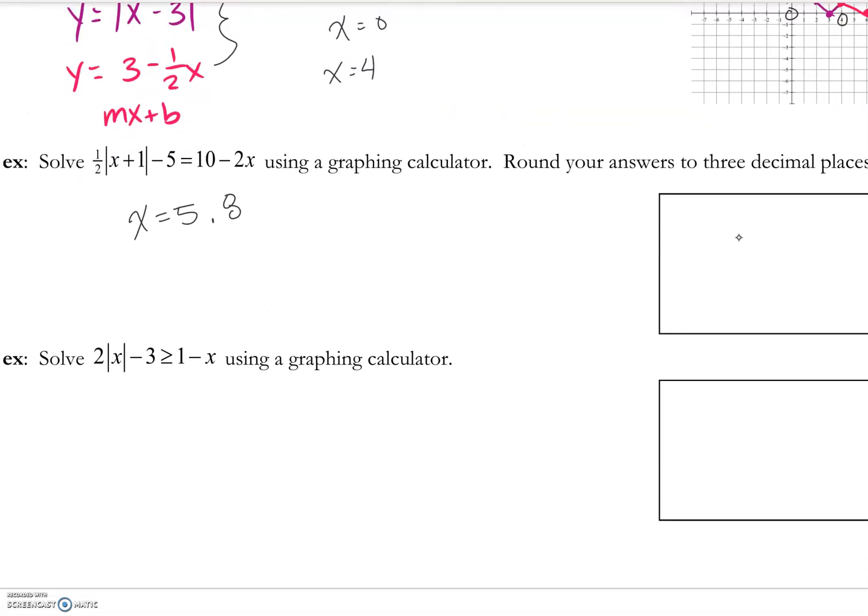Okay. And the last one that we're going to solve using our graphing calculator is actually an inequality. So I'm going to come back to that inequality in just a little bit, but I'm going to pretend it's an equal sign for now.